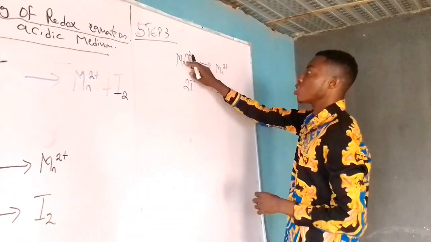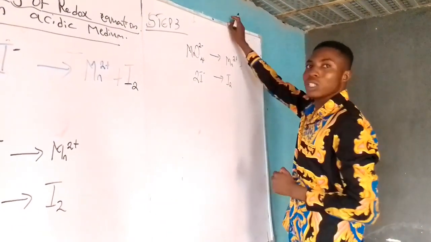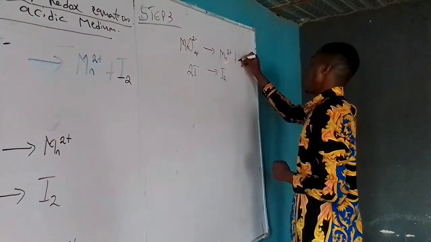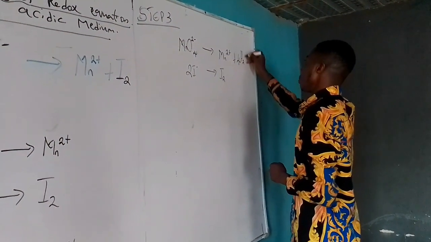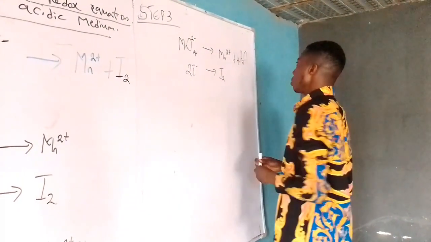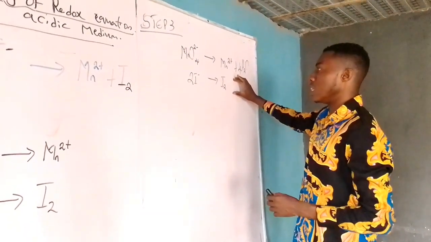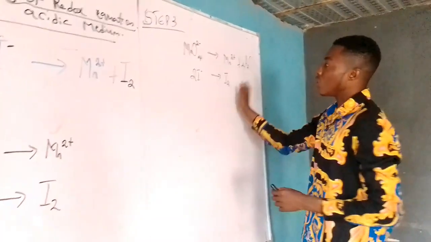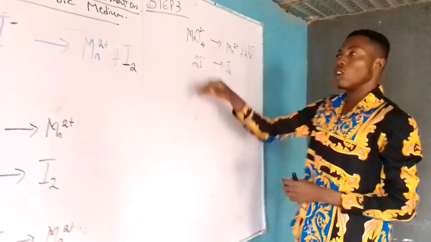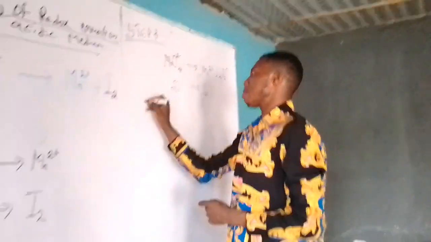How many oxygen do we have here? 4. So when we add water, we add it in such a way that the oxygen there will also be 4. So we now have 4 moles of water. For this particular question, we are not going to add water here, because we do not have oxygen on any side. So let's go to step 4.